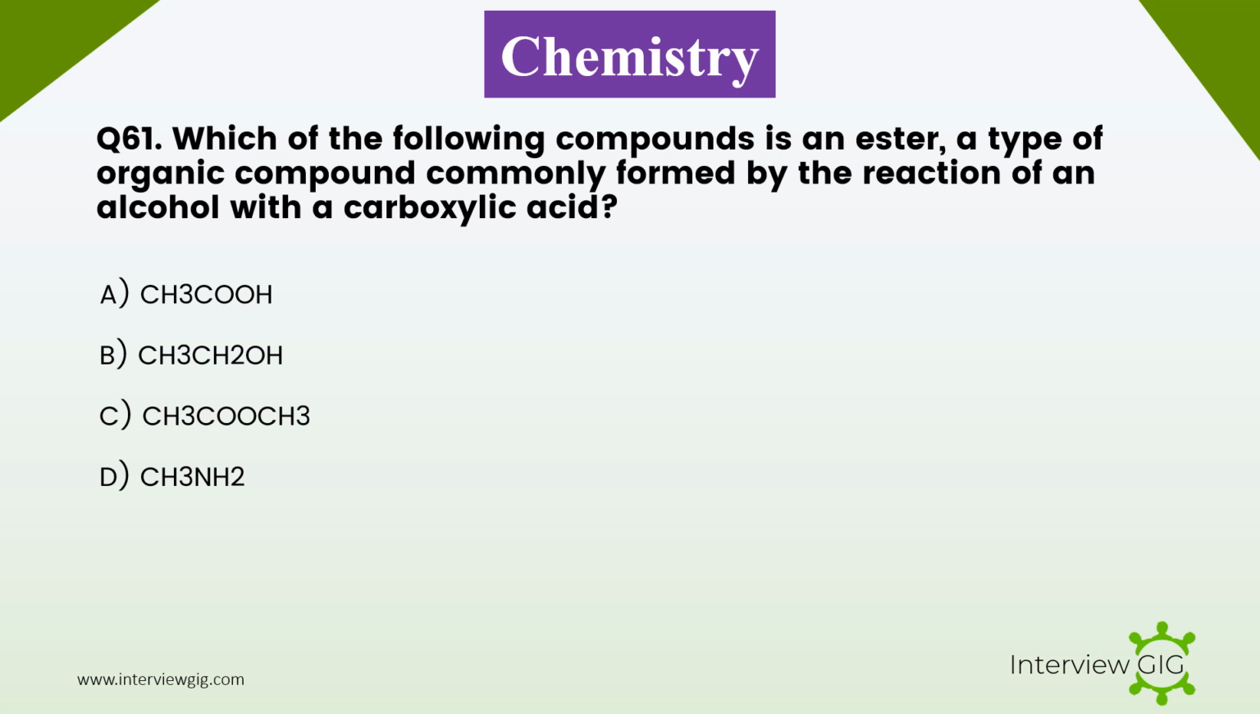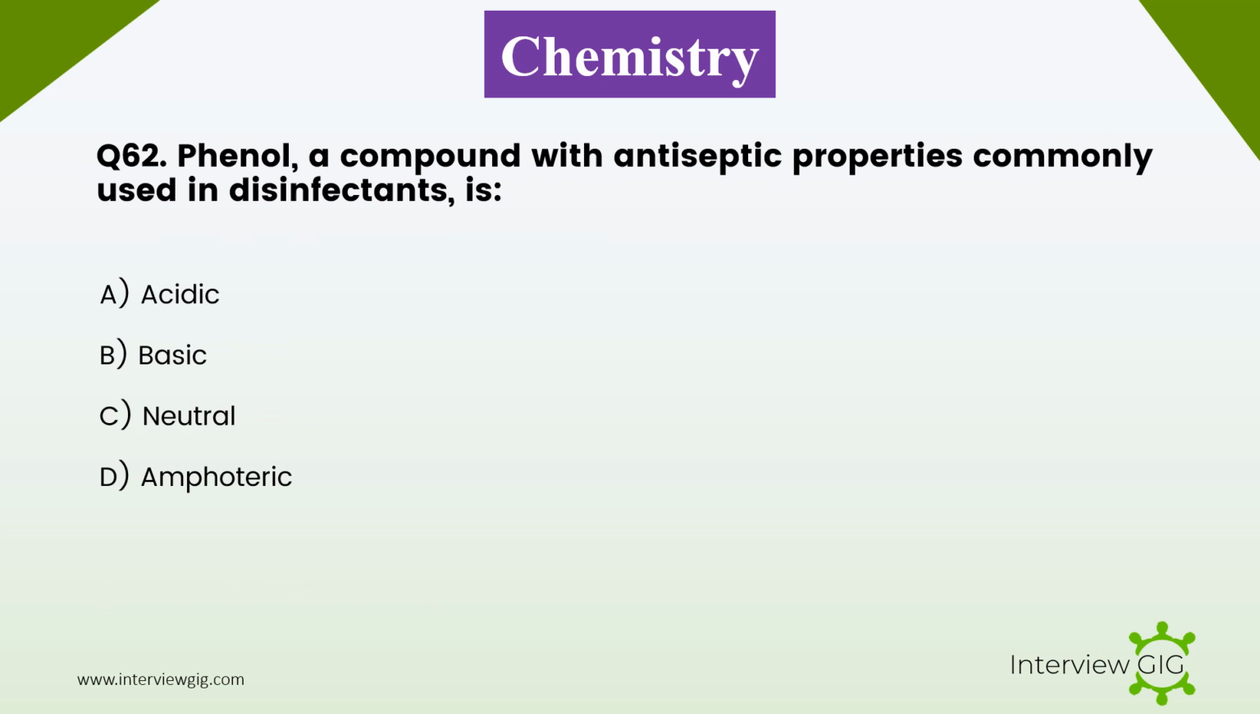Which of the following compounds is an ester, a type of organic compound commonly formed by the reaction of an alcohol with a carboxylic acid? A. CH3COH. B. CH3CH2. C. CH3CH3. D. CH3NH2. Answer C. CH3CH3. Next question.